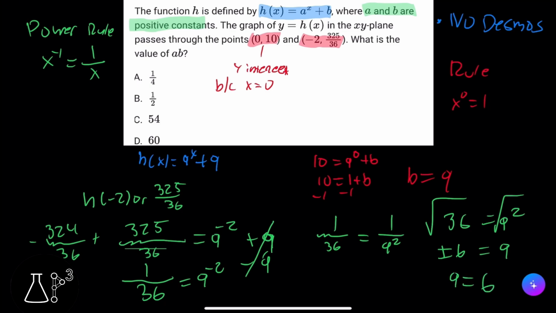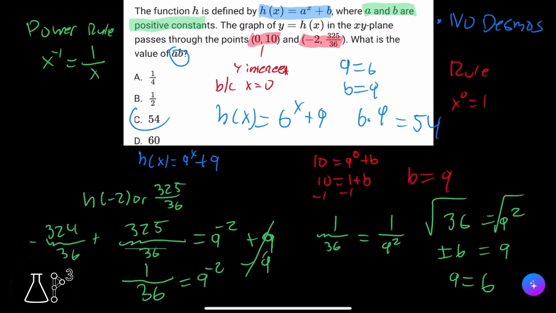So let me plug that into the h of x in blue. So h of x equals 6^x plus 9. Now that we know that a equals 6 and b equals 9, I can look for what they're asking for. What is the value of a multiplied by b? If I do 6 multiplied by 9, I get 54, and that is our answer, C. Again, this question looks very confusing, but once you understand what you have to do, what they're looking for, this question is pretty simple.